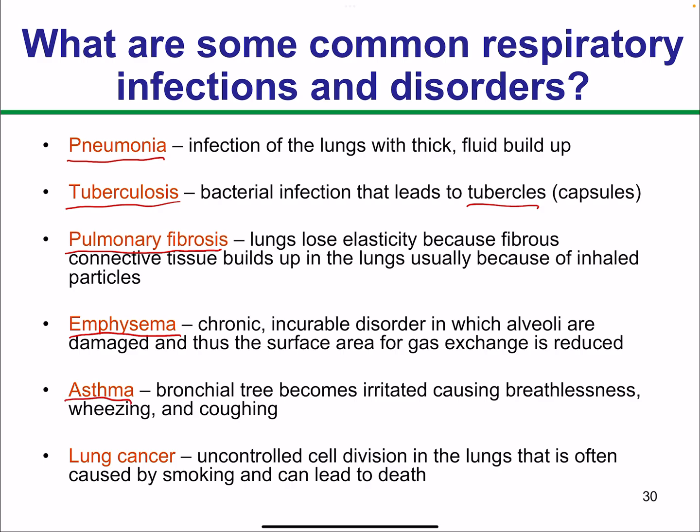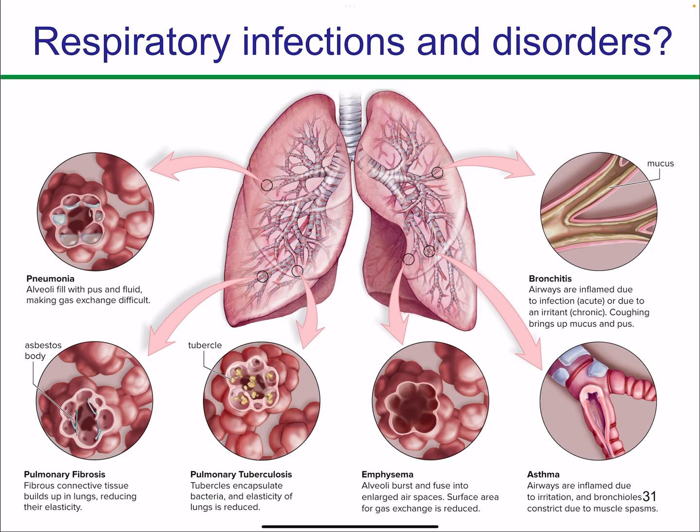Then we have asthma. Asthma is when we have a constriction of airways, right? And we have an irritation of the airways, and the air has a hard time getting through the airways. And then we have situations of lung cancer. This is when cells of the lungs undergo uncontrolled cell division, which is actually bad news.